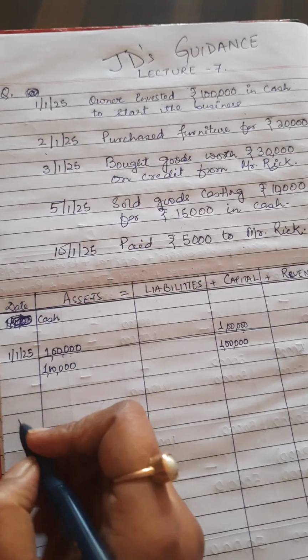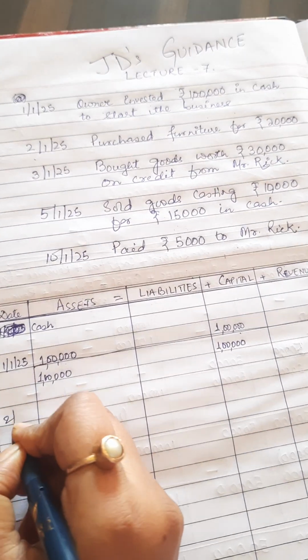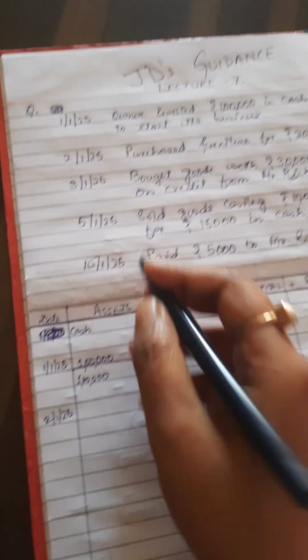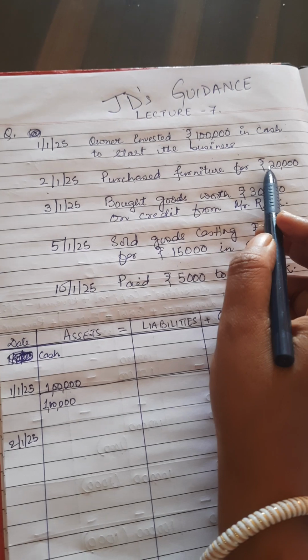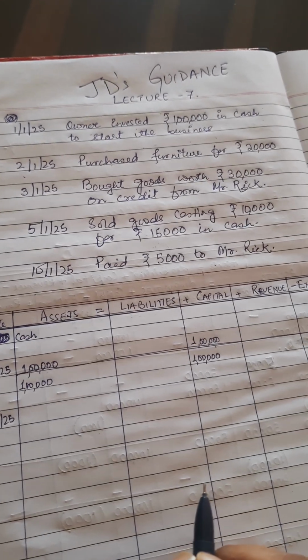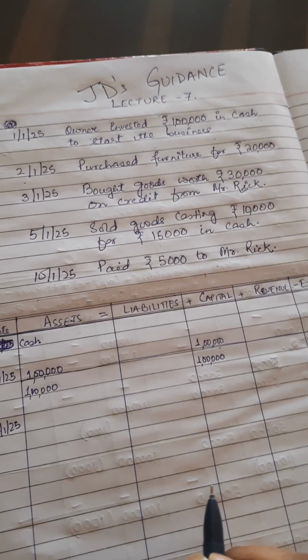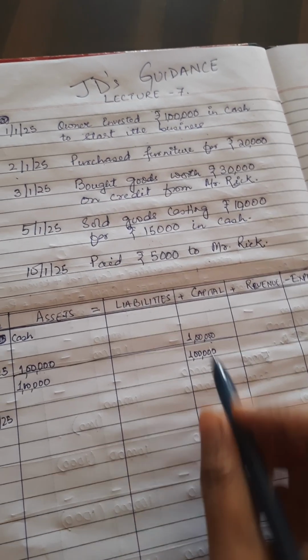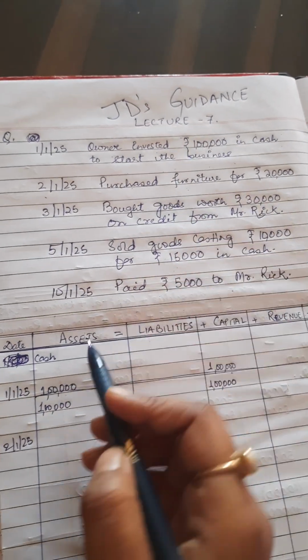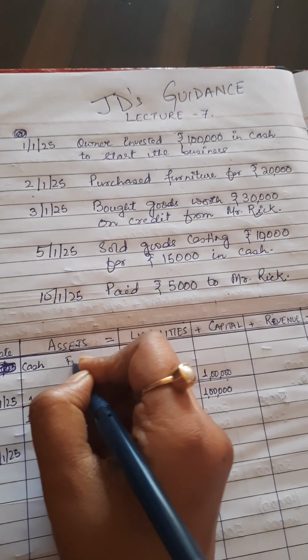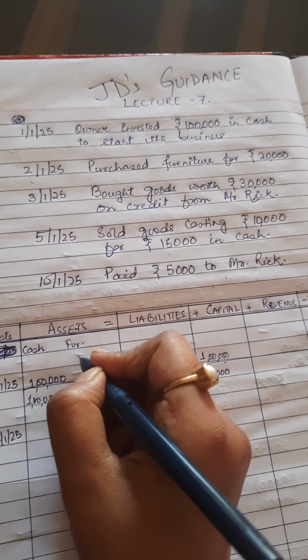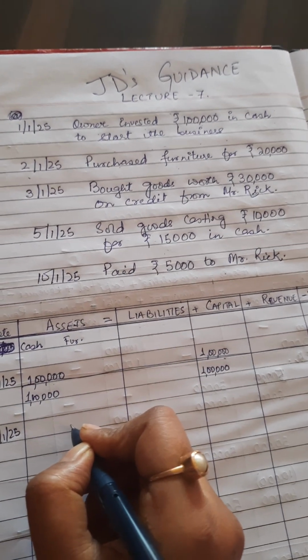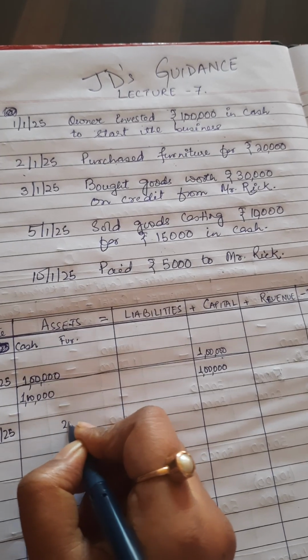2nd February. Let's note down 2nd February 25. What happened on that date? Purchase furniture for rupees 20,000. Whenever I am purchasing something, my cash is going out, and something is coming inside the business, that is our furniture. Furniture is an asset, so I will write here furniture, and I will note down here furniture is rupees 20,000.